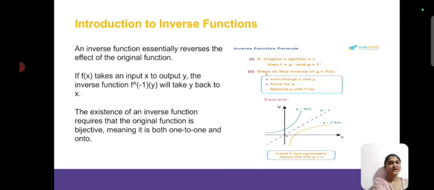Introduction to inverse function. An inverse function essentially reverses the effect of the original function. If f of x takes an input x to output y, the inverse function f to the power of minus 1 of y will take y back to x. The existence of an inverse function requires that the original function is bijective, meaning it is both one-to-one and onto.